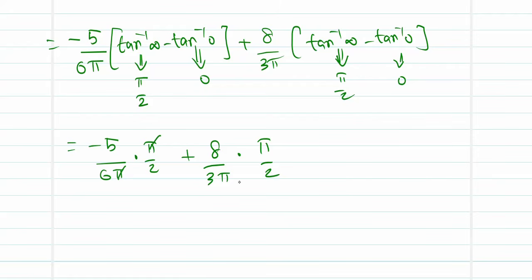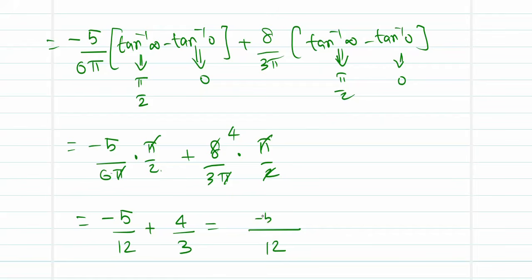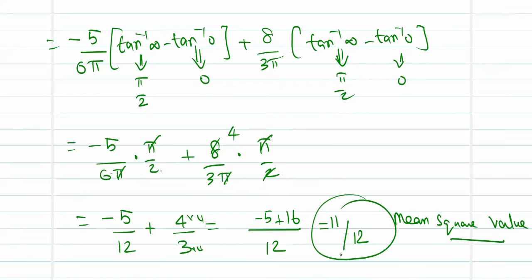Now pi can be cancelled off on both sides over here. Remaining, this 8 can be cancelled off with 4 times, leaving us with minus 5 divided by 6, 2 sixes are 12, plus 4 divided by 3. LCM is going to be equal to 12, minus 5 plus this makes it 4 times, 4 fours are 16, 16 minus 5. So the answer will be equal to 11 by 12. So the mean square value of the process is going to be equal to 11 by 12.